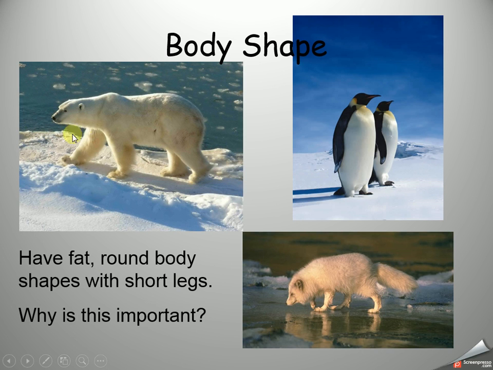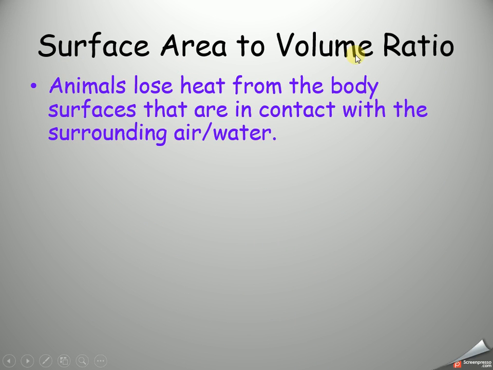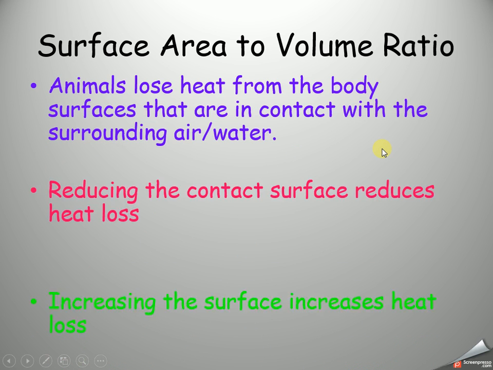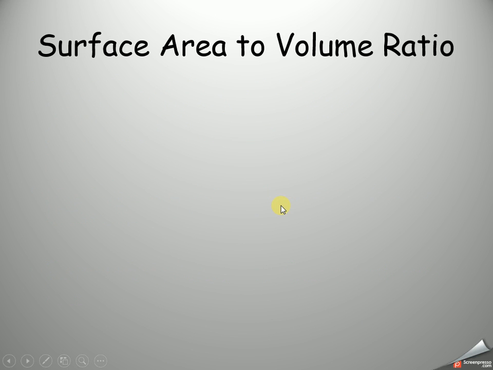Now, body shape: you can see here that all of them have a very round body shape, and the reason is something called the surface area to volume ratio. Animals lose heat from all surfaces that they're in touch with, so they've got to reduce the amount of contact surface to reduce the amount of heat loss.